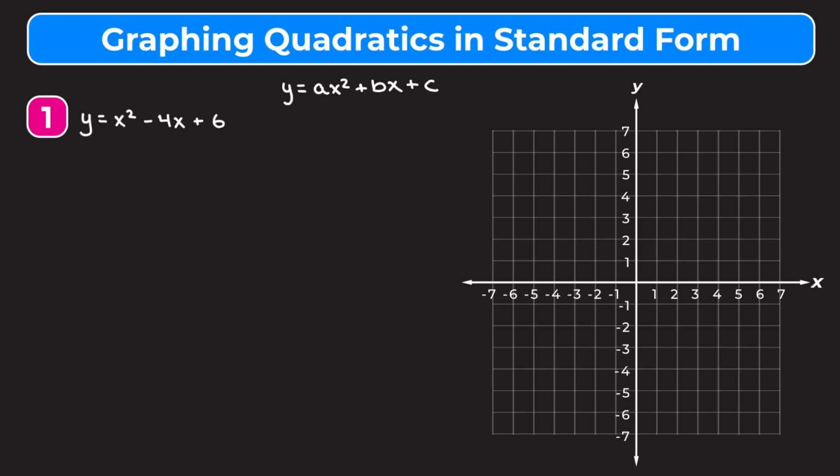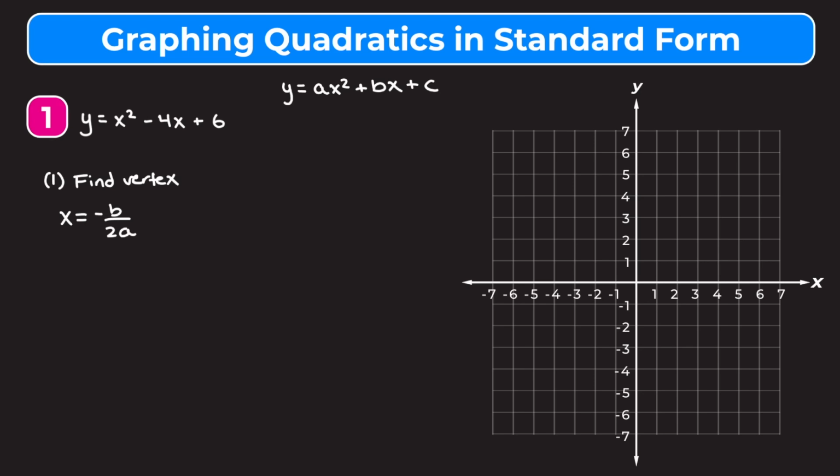So what we want to start by doing is finding the vertex. So I'm going to write step 1 is find vertex. And remember, to find the vertex when our quadratic is in standard form, we have to use this equation: x equals negative b over 2a. And this is going to give us the x coordinate of the vertex.